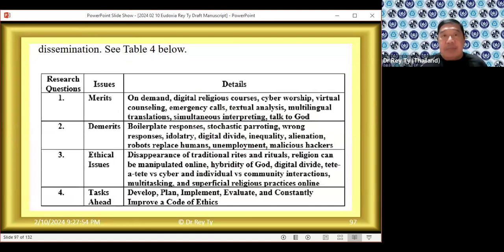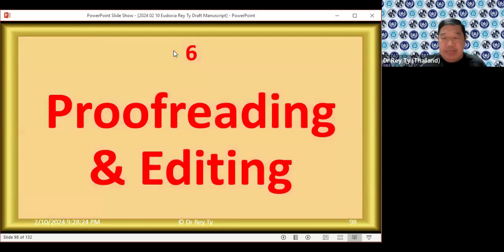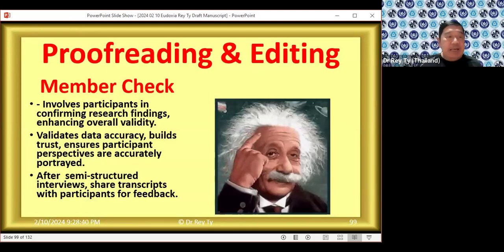Here again, the same thing. Every time you have a table or a figure, immediately before that, you have to say "see table below" or "see figure below," always. Proofreading and editing, you should do member check first. Every time you have, let's say, an interview, you have your transcript. Once you have decoded them, send them back to the people whom you have interviewed and get their feedback.